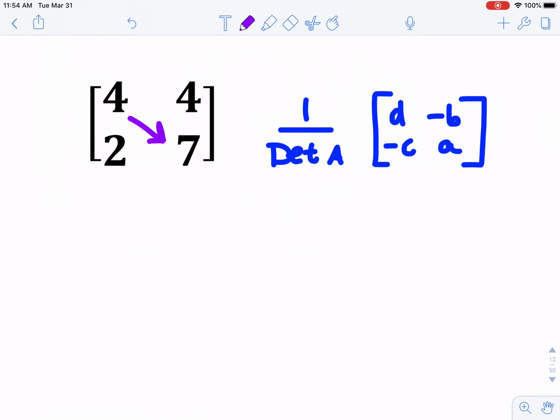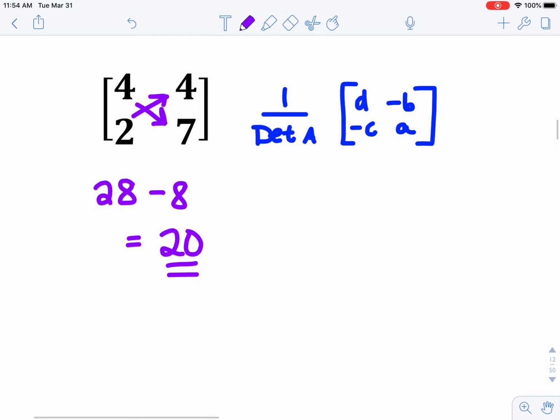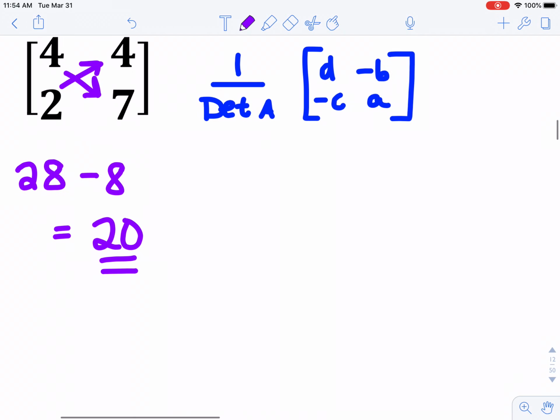So let's go ahead and find the determinant of matrix A, which is just the given matrix. Okay, so 4 times 7 is 28 minus 2 times 4, which is 8. I was skipping to the answer. 28 minus 8 is 20. Okay, so that is the determinant of the given matrix, which we're calling matrix A.